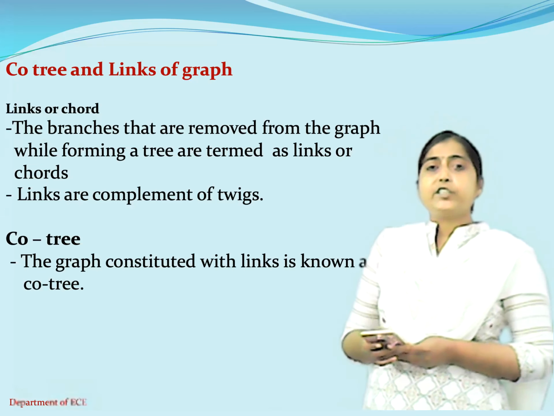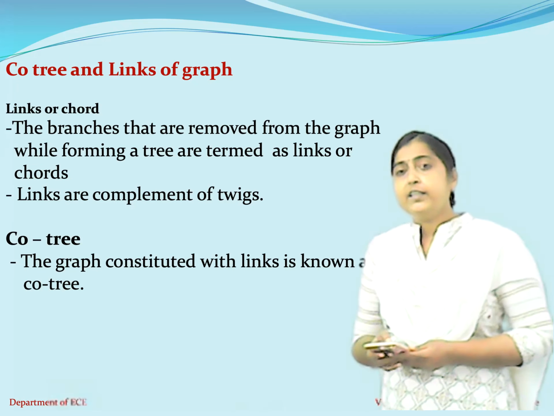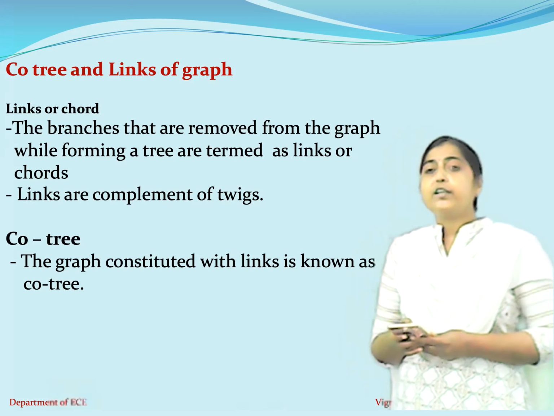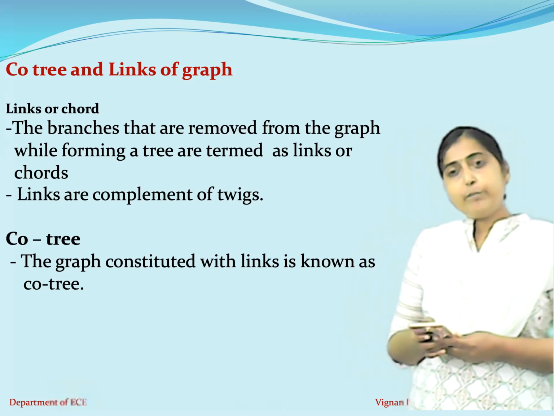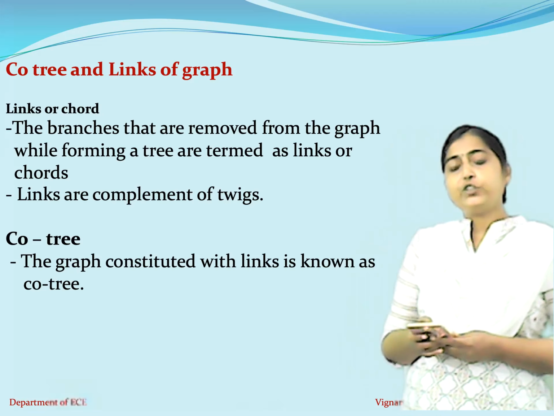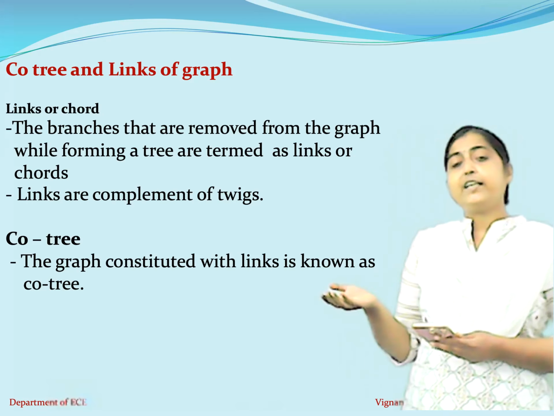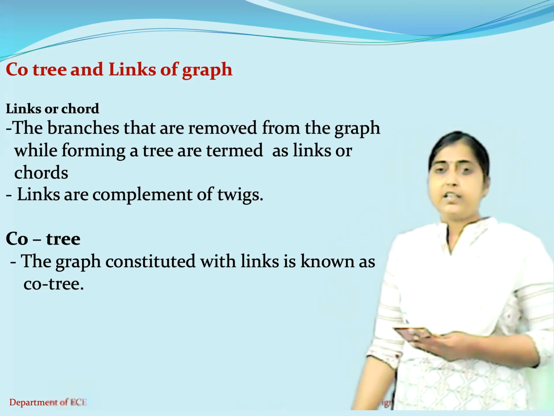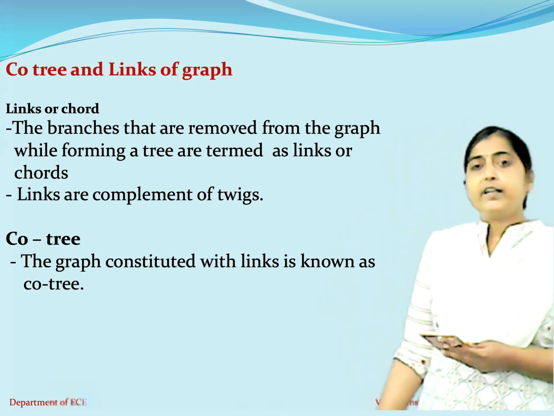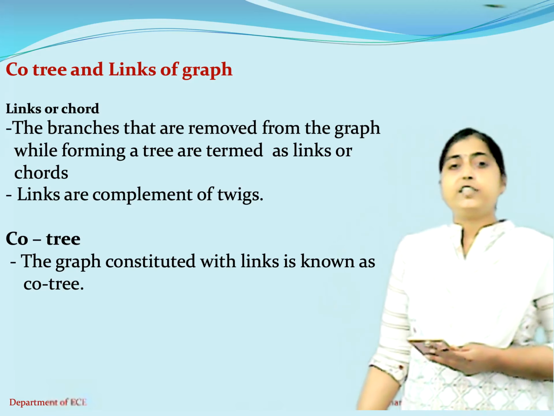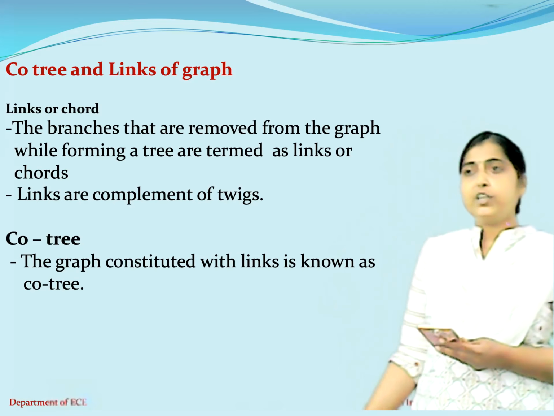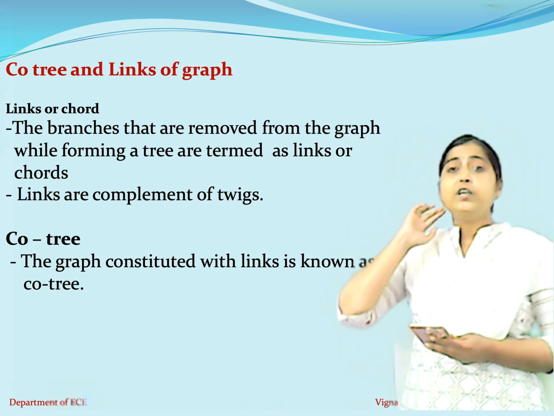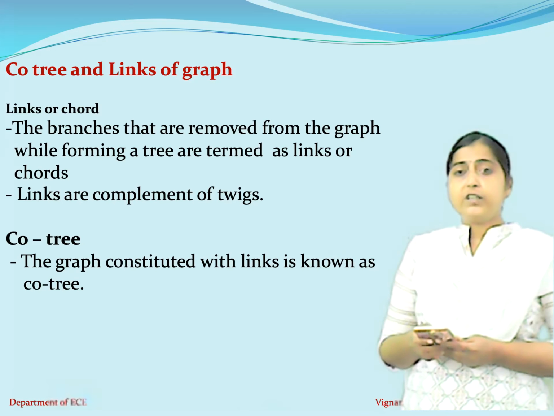Okay, now I hope you understood what a link is. Link is nothing but that portion of your tree which I have removed in order to make a closed loop an open loop, which we call a twig. But now I am replacing that particular branch back with a dotted line, that we call a link. Okay, now what is a co-tree? The graph constituted with links is known as a co-tree. Now I think you have understood the difference between a branch, tree, co-tree and a link.